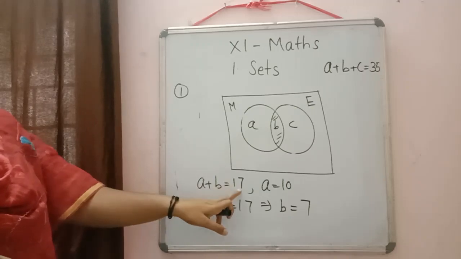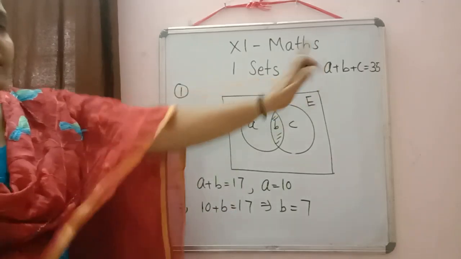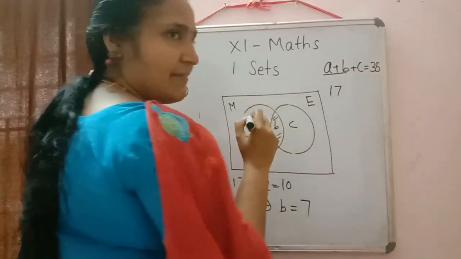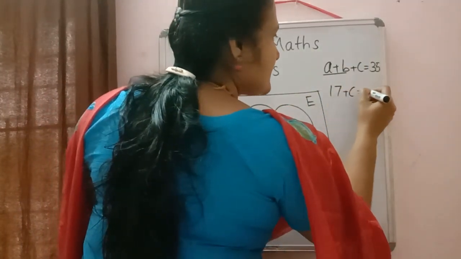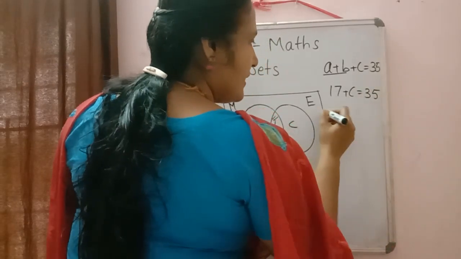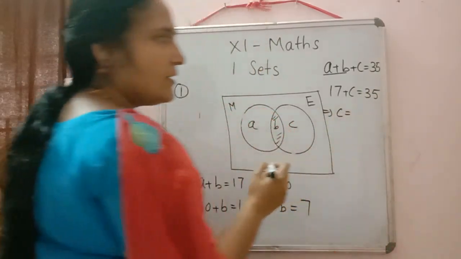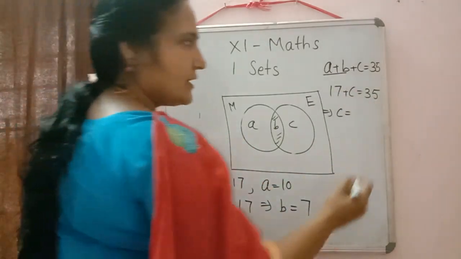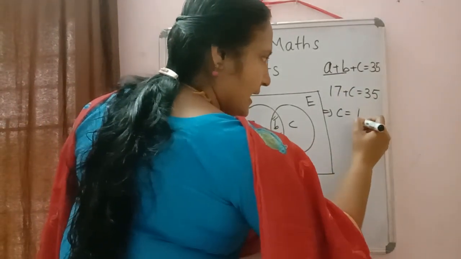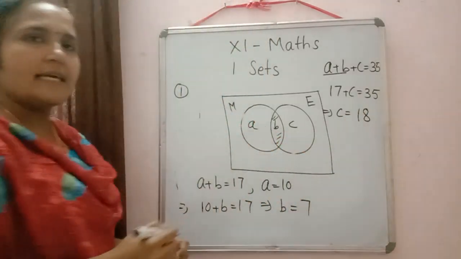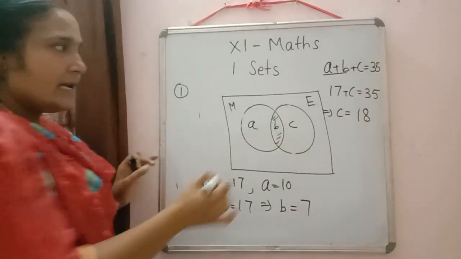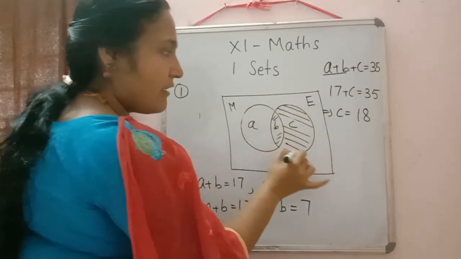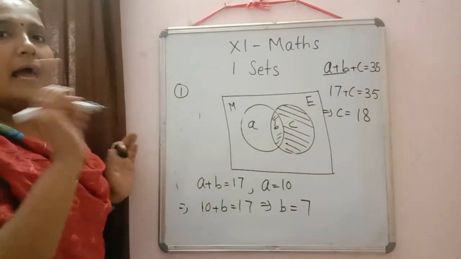So A plus B is equal to 17 is given. We can substitute the value here. In place of A plus B, we can write 17. So 17 plus C is equal to 35. So from here, what will be the value of C? 35 minus 17. So that will be equal to, yes, 18. So we got C is equal to 18. And C is the region which denotes the number of students who have taken only economics.